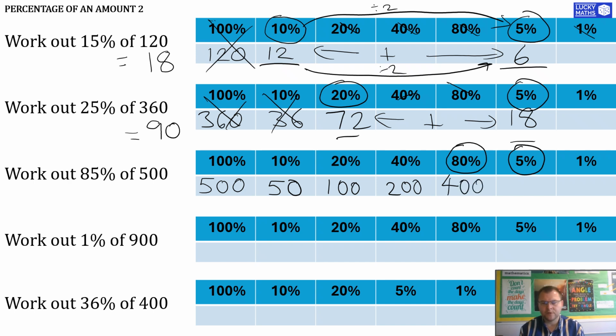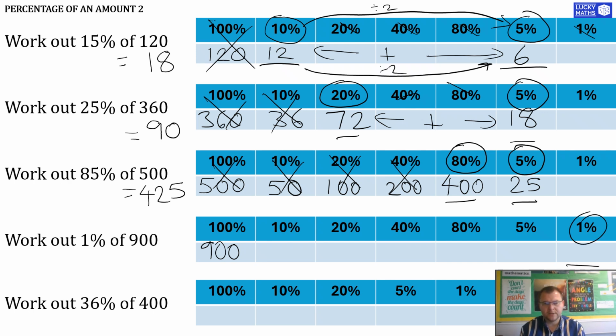But be careful, because we're going to 5% next, and that is half of 10%. Half of 50 is 25. So if we now add the 80% and the 5%, 425 will be 85%. Okay, to get 1% of 900, we can quite simply just get this box on the right. That's going to be our answer.